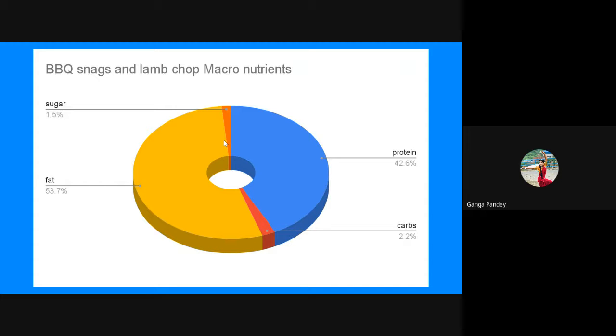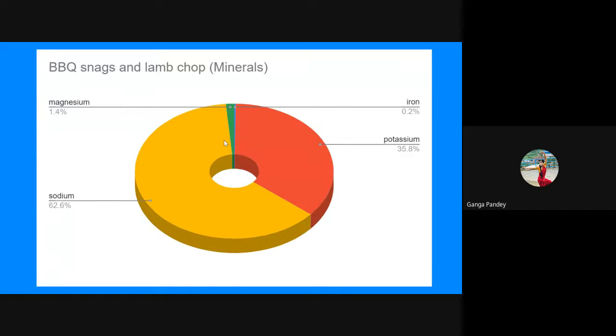Now thinking about the composition of micronutrients: sugar 1.5%, potassium 4.6%, carbs 2.2%, and fat 53.7%. Next, now moving on.